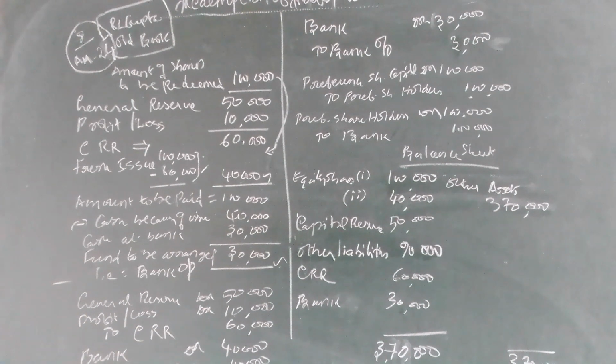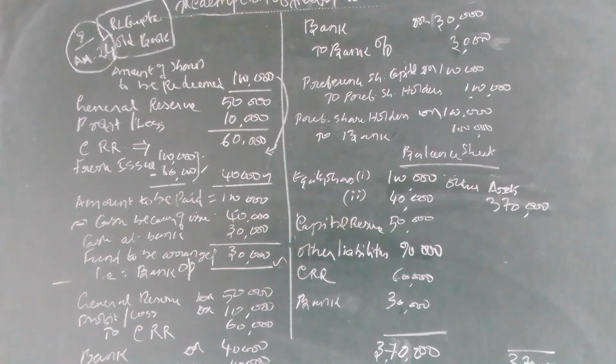Just for a difference, I mentioned it as other liabilities. In the question it is given as liability on the liability side. So to have a clear idea, I mentioned it as other liabilities. That 90,000 we take from the balance sheet. Then we calculated the CRR, that is taken. Mind it, CRR is a liability item because it is a reserve.